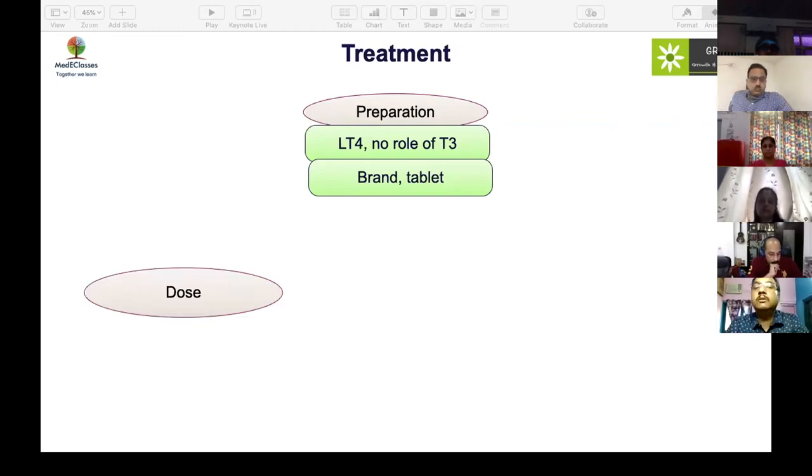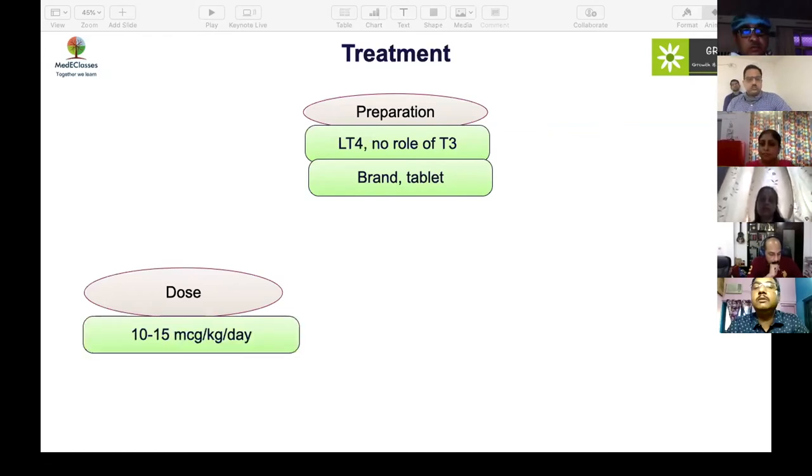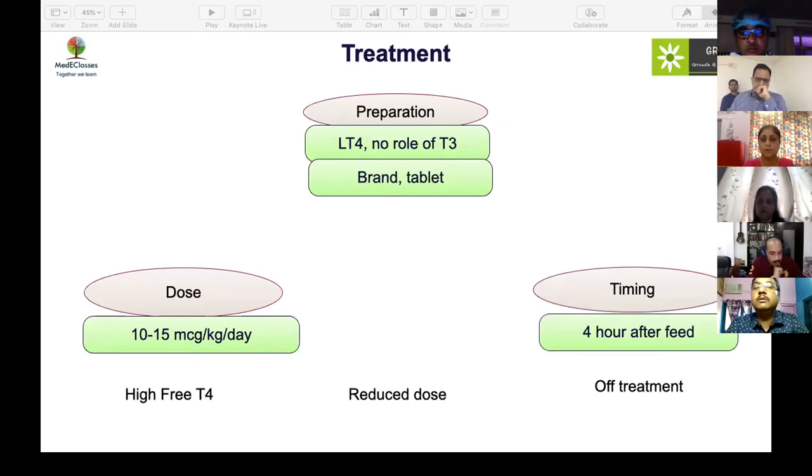Now coming to the branded tablet, thyroxine, the dose is very important. What should be the dose? Depending upon the age, 10 to 15 microgram per kg per day will be the dose. So what will be the timing? Usually you say empty stomach; in case of a newborn, 4 hours after feed. But what will be feasible? At least some gap has to be given during this administration of thyroid hormone.